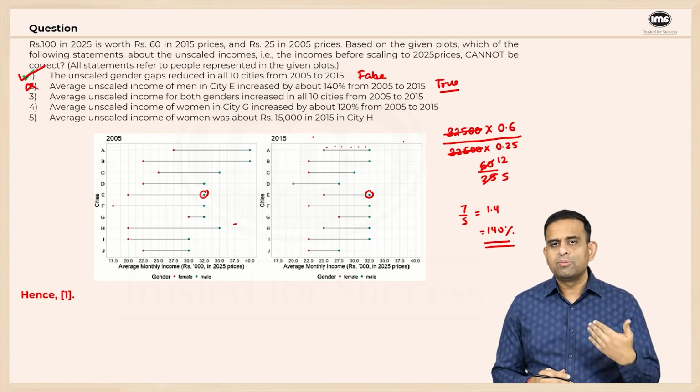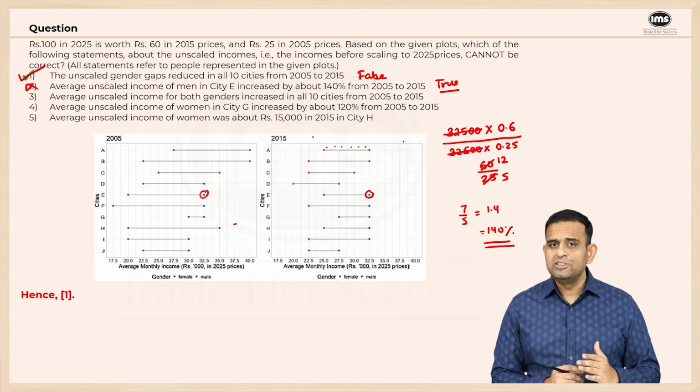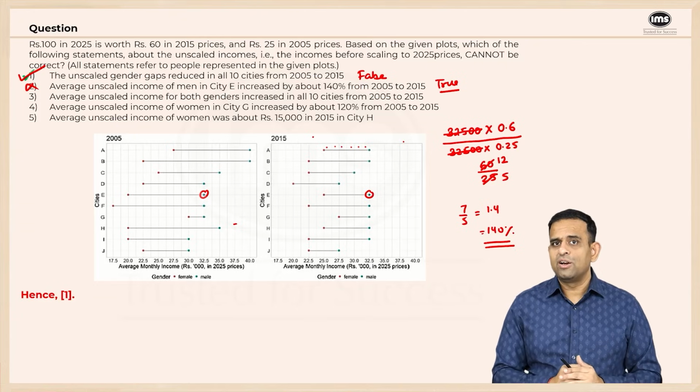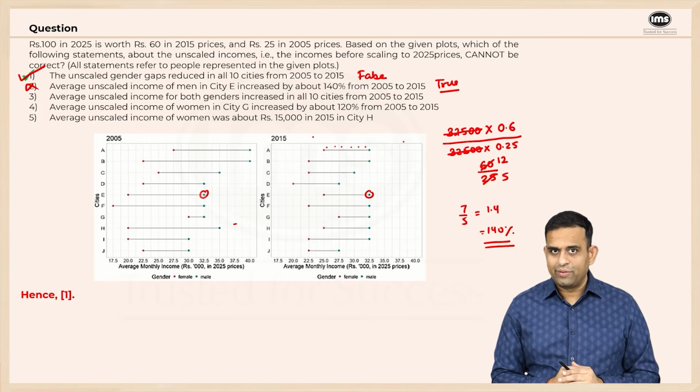So likewise we can explore options number 3, 4, 5, but since option number 1 matches, there is no need to check option number 2, 3, 4, 5 over here. Hence option number 1 is the answer for this sum.